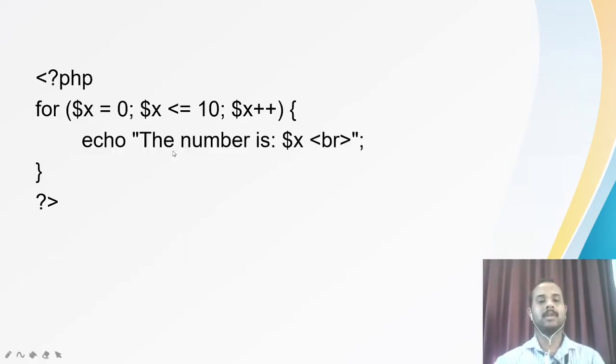So this is one simple program where I am printing the number. x is equal to 0, and 0 is lesser than 10, right? So the number is 0. Then it will come back. Now the incrementation is done, so it will be 1. 1 is lesser than 10, so it is true. Here the number is 1. Then again the incrementation and it will become 2. 2 is lesser than or equal to 10. The number is 2.